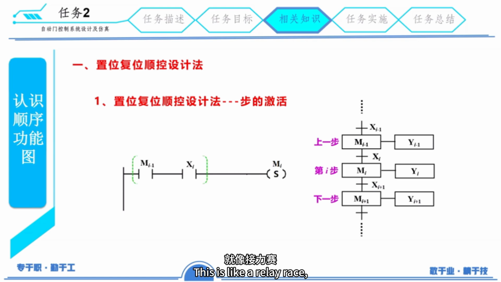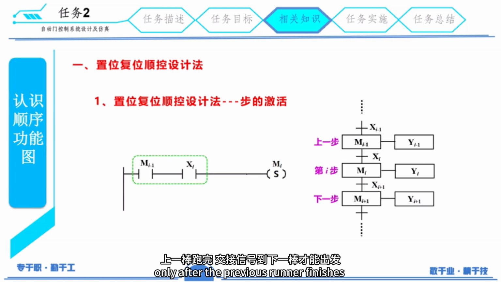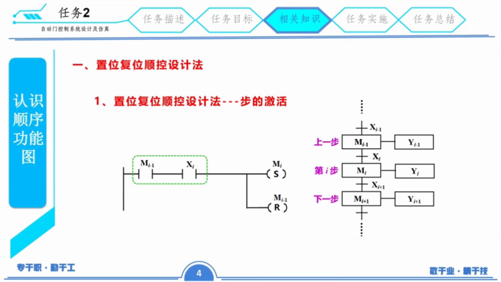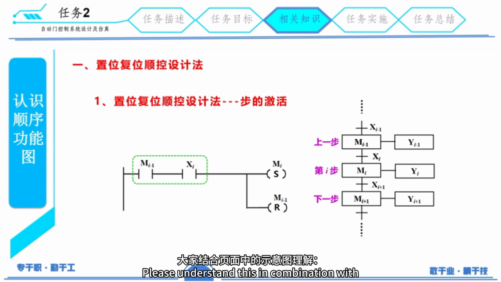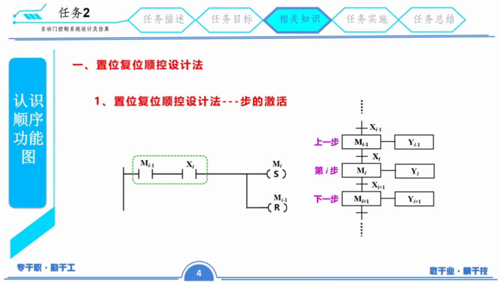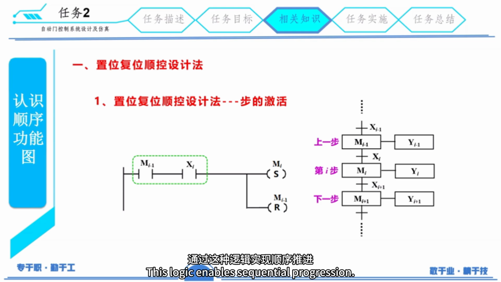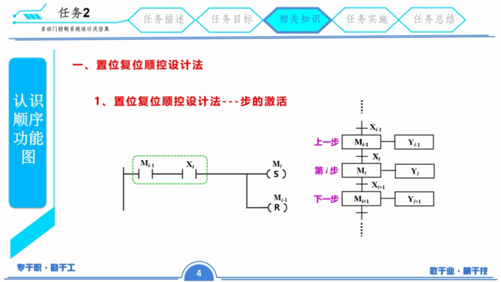This is like a relay race. Only after the previous runner finishes and passes the baton can the next runner start. Please understand this in combination with the diagram on the screen. Previous step Mi-1, transition condition SHI, current step Mi, next step Mi+1. This logic enables sequential progression. This is the core principle of sequential control.